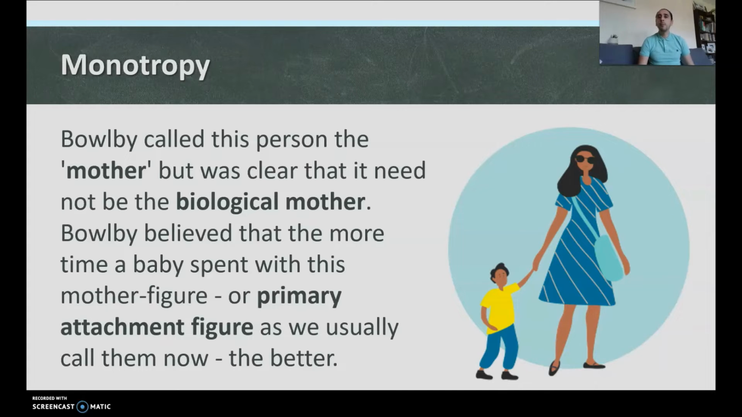Bowlby believed that the more time a baby spent with his mother figure, or primary attachment figure, as we usually call them now, the better. The more time with the mother, the better it was. That was according to Bowlby. Some people may disagree with that, and that's up to you.